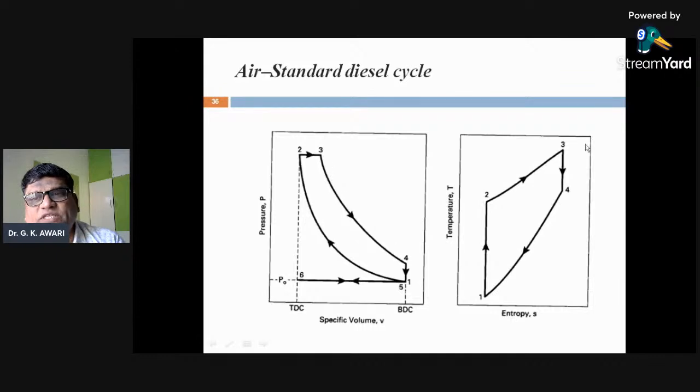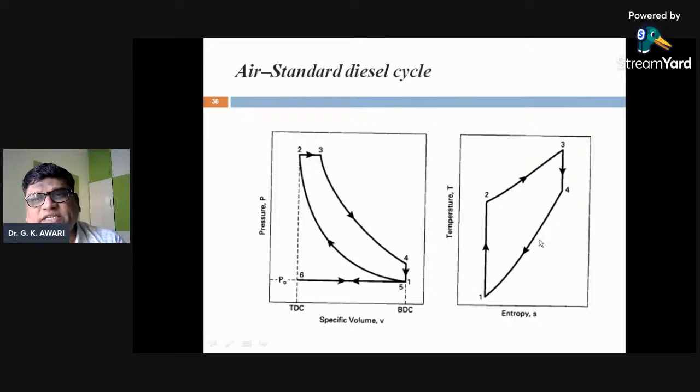Then 3 to 4 is nothing but again isentropic expansion. Isentropic expansion means again the entropy remains constant. So entropy at point 3 is equal to the entropy at point 4, and T3 is greater than T4. The temperature will reduce down in the expansion stroke. Then from 4 to 1 is nothing but the removal of the exhaust gases or the exhaust stroke.